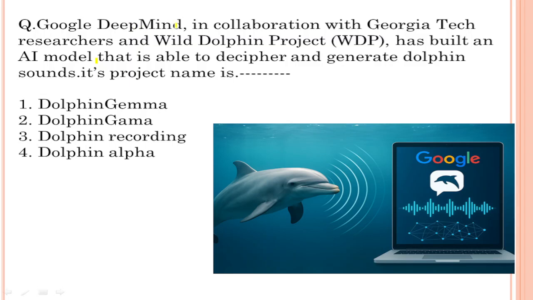Google DeepMind, in collaboration with Georgia Tech researchers and the Wild Dolphin Project, has built an AI model that is able to decipher and generate dolphin sounds. Its project name is Dolphin Gemma.